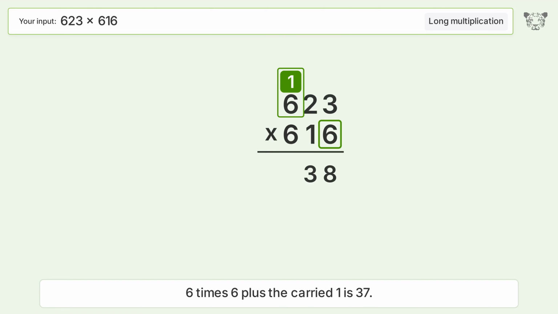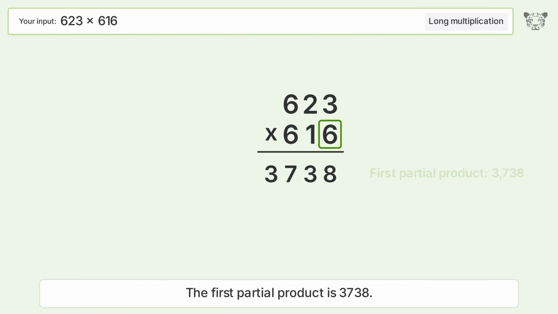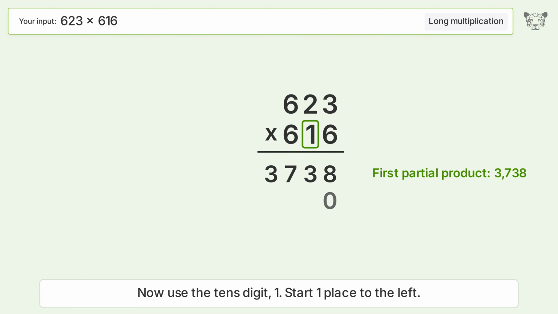6 times 6 plus the carried 1 is 37. The first partial product is 3,738. Now use the tens digit, 1. Start one place to the left.